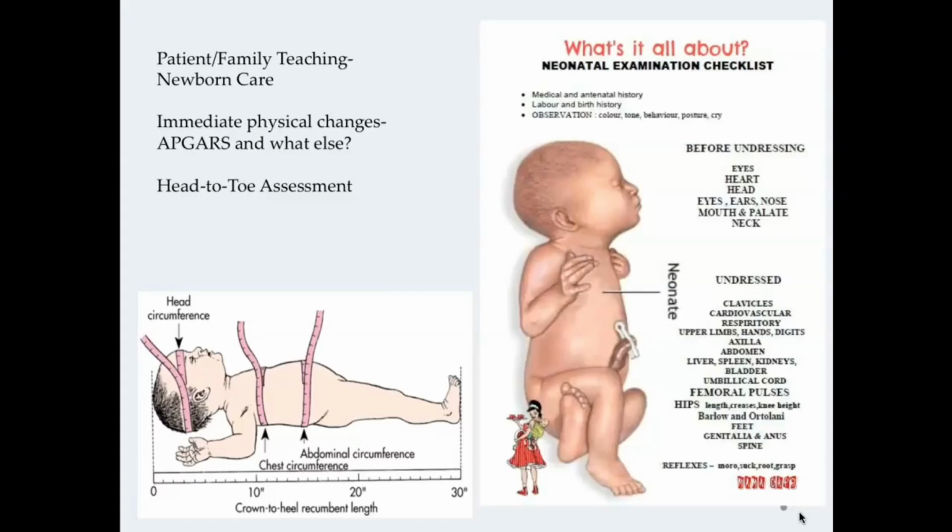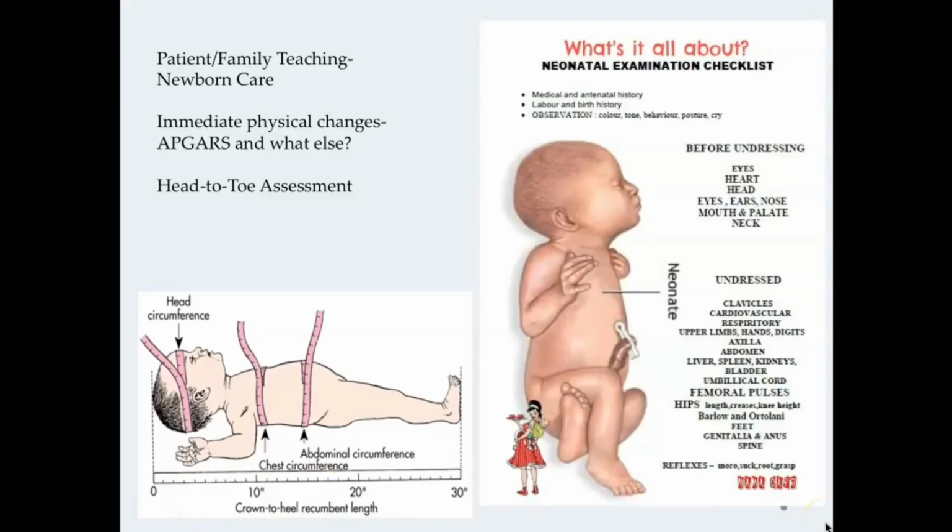So this picture down here on the left on the bottom shows the measurements for the head circumference, the chest circumference, as well as the length. Those are all common measurements that we get for newborns immediately after birth. The abdominal circumference is not a typical measurement that we do. However, you may have to check the abdominal circumference if it's more distended, if it's more concave, if it's not symmetrical. The physician may want you to measure the abdominal circumference because there may be a complication going on.